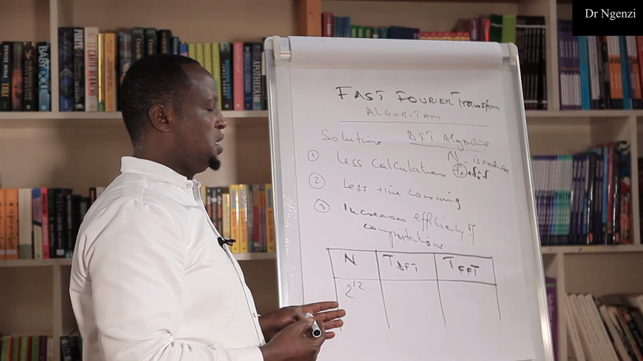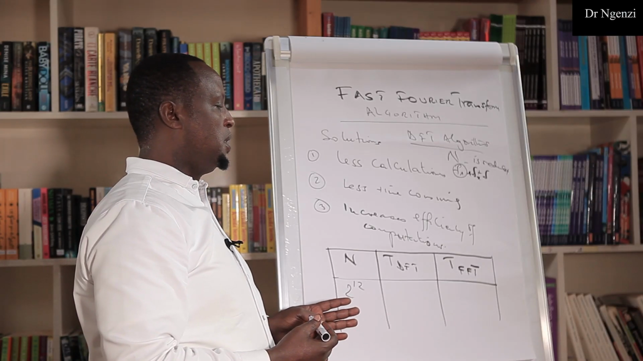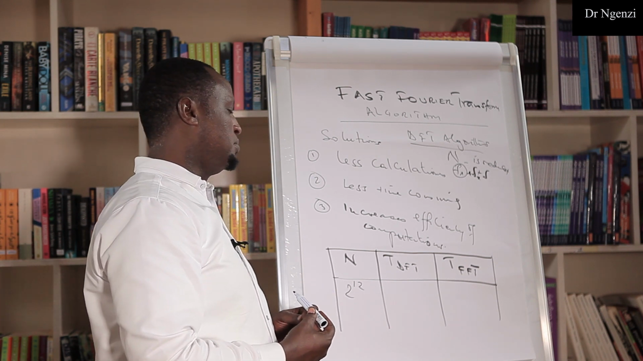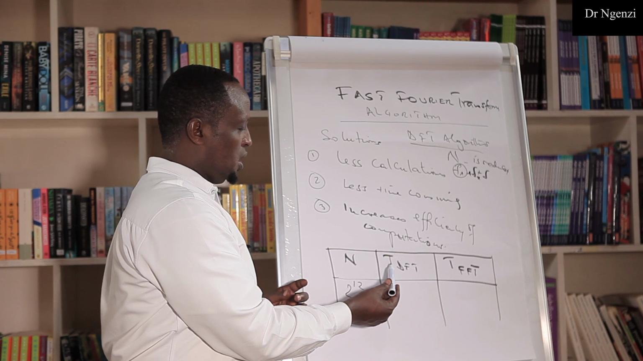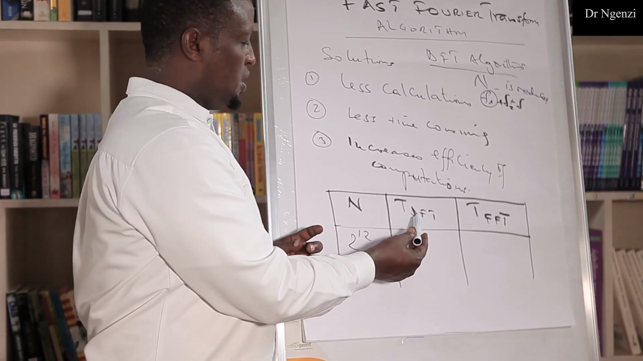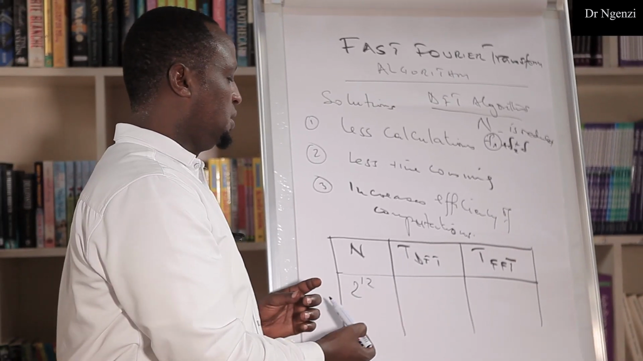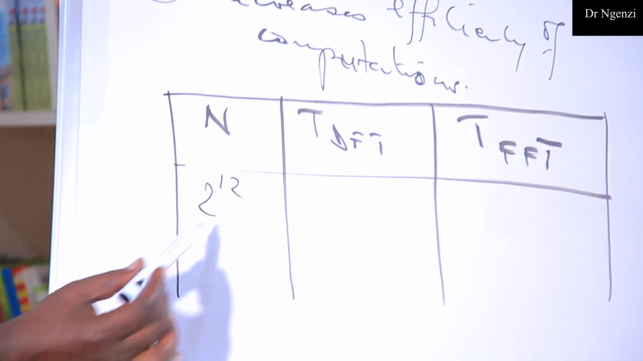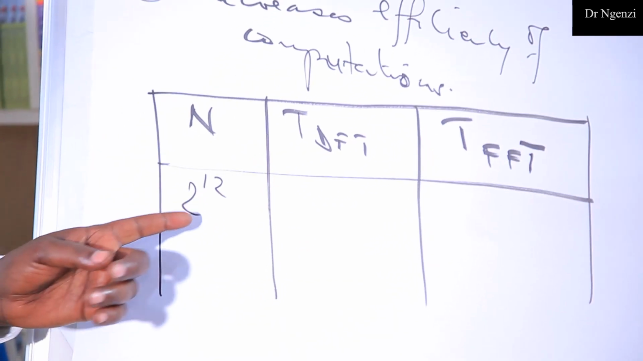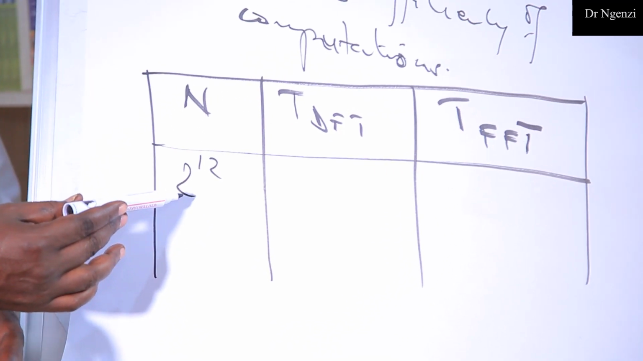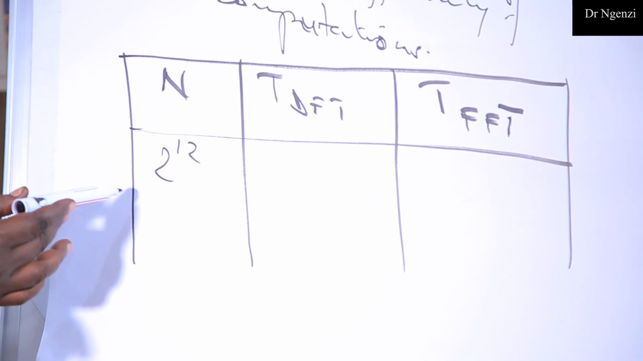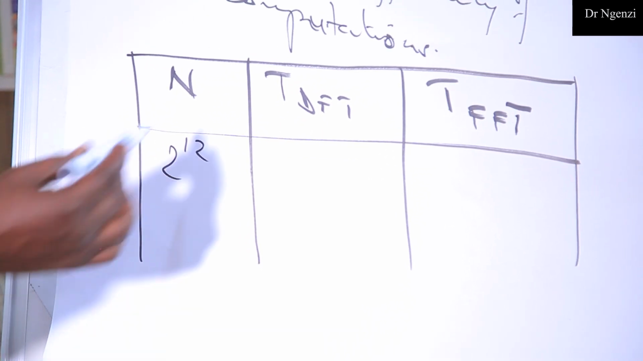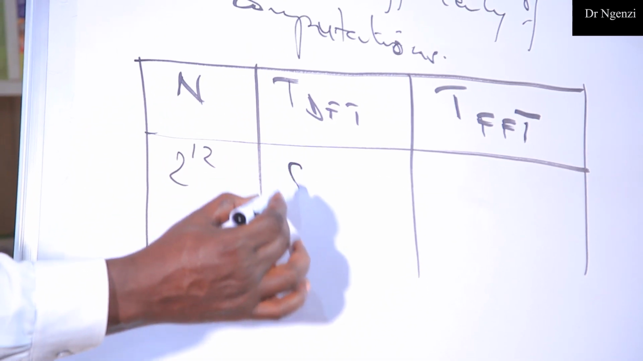So we are going to see the advantage of having the FFT algorithm compared to its predecessor, which is DFT, having a number of computations on this side. Suppose you have to compute such a huge number of discrete values, ranging from 2 power 12, for example. In DFT, it's going to take 8 seconds.